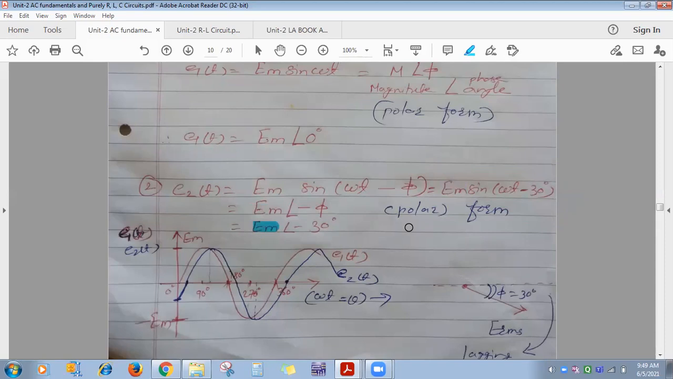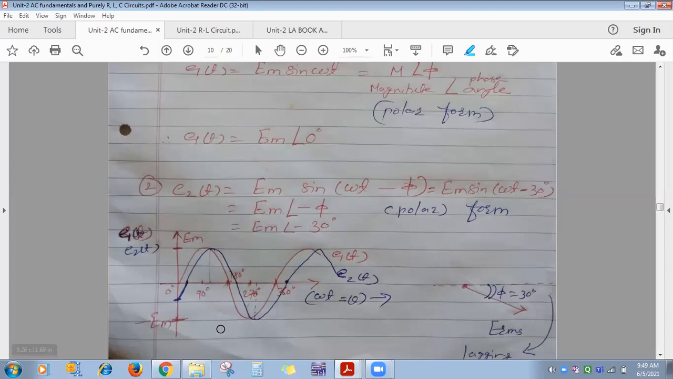Is it Em? That will be the magnitude, isn't it? After omega t, what is there? Minus 30 degrees. So that will be as it is. So this is how to write the instantaneous voltage or current equation in polar form. Is this clear to everyone? Any difficulty with this? Polar form, got it? Okay. This is the polar form of the second equation.